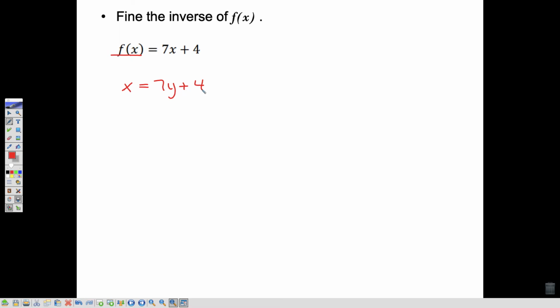Why do we do that? To find the inverse, we have to switch them. Right, because inverses switch what 2 things? x and y. What are those? Domain and range. I'm making you use those nasty words. So now what do we do? Solve for y, because we still want an equation when we're done. So you want to solve for y. Subtract 4. And then what? Divide by 7.